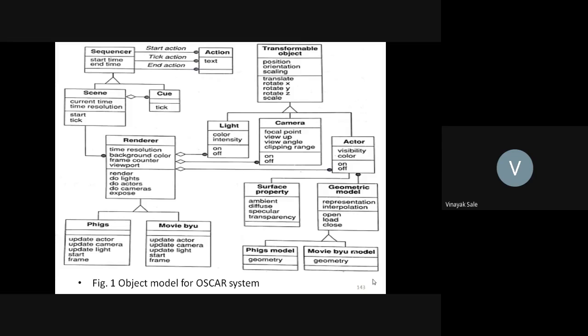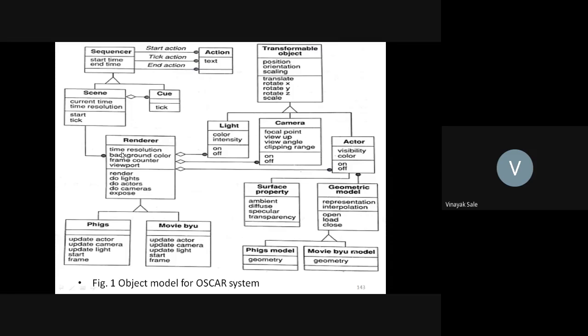See in the figure, there is a sequencer. Sequencer has start time and end time. Sequencer also has actions in the form of text, that is start action, tick action and end action. Also a sequencer is divided into two parts, scene and cue. Scene has current time, resolution, start and tick. Cue only has tick. Then scene is connected to the renderer.